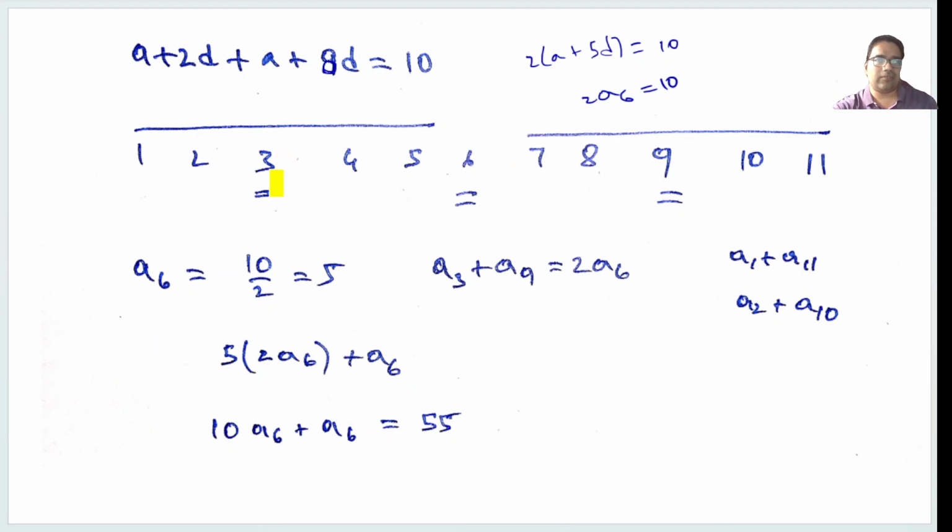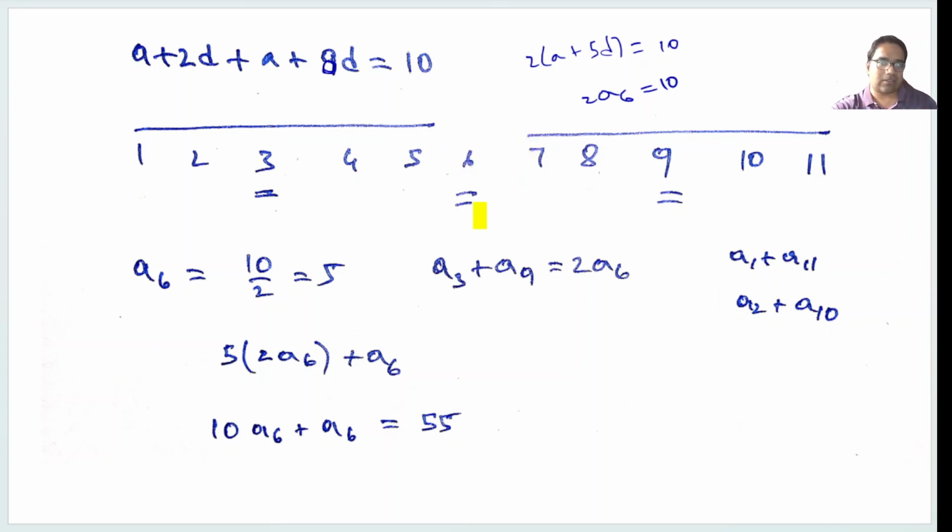Mathematically also, the third term is a plus 2d and the ninth term is a plus 8d. What is the sum of these? a plus 2d plus a plus 8d, that is 2a plus 10d. That means 2 into (a plus 5d). What is a plus 5d? a plus 5d is actually a6. So that is also saying 2 into a6 equals 10. So the third term plus the ninth term is 2 times the sixth term.